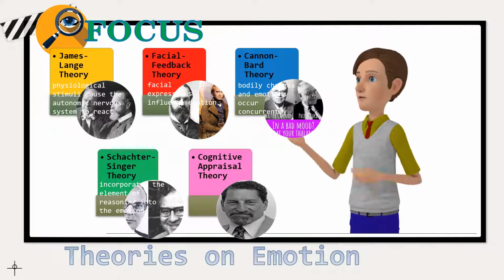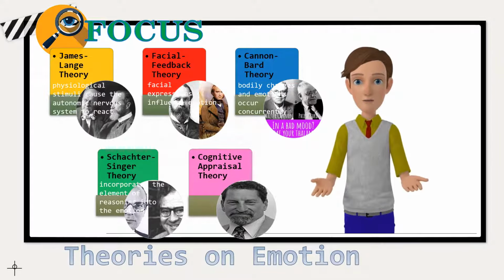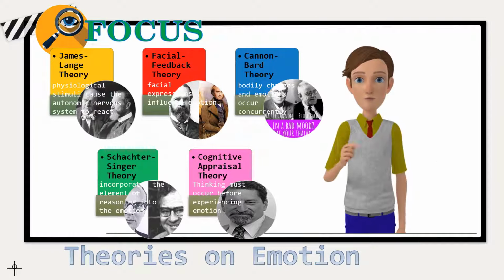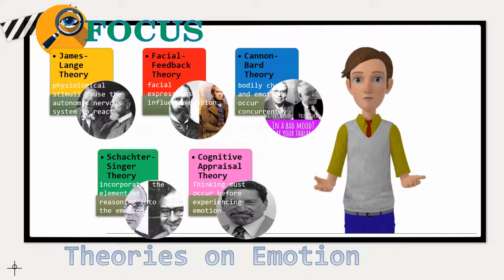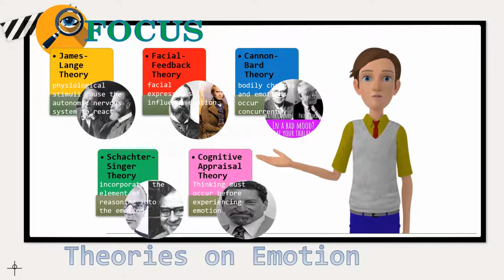This cognitive appraisal theory of emotion was pioneered by Richard Lazarus. Thinking, according to this theory, must occur before experiencing emotion. As a result, a person would first experience a stimulus, then think, followed by a physiological response and emotion.